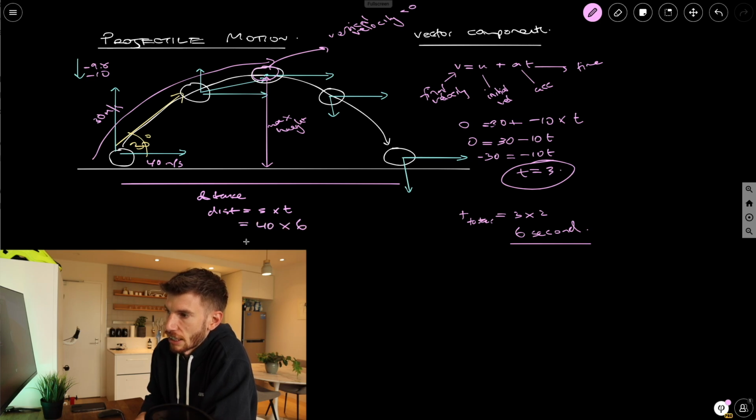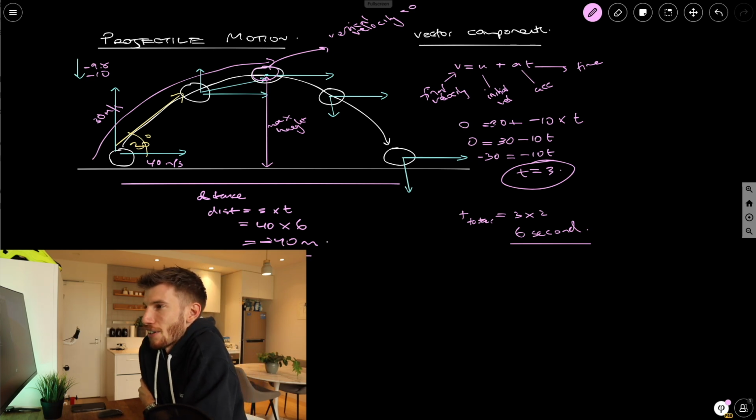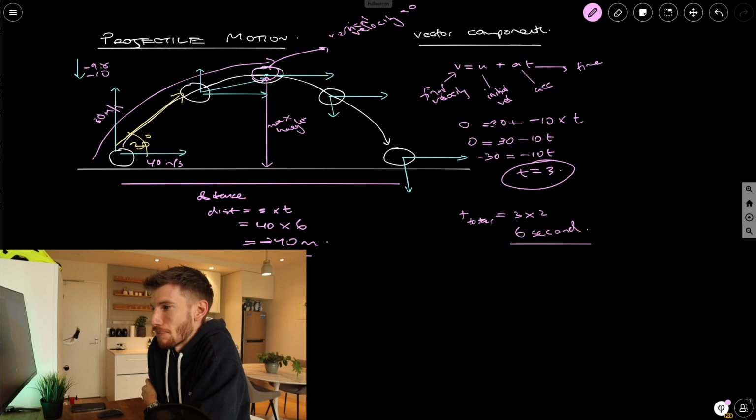It's in the air for 6 seconds. It must travel 240 meters. So it's definitely not a soccer ball, because that's a hell of a kick. So it might have been something fired out of a gun or something like that.